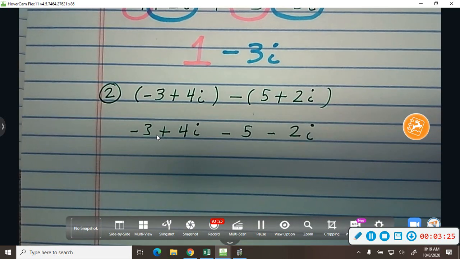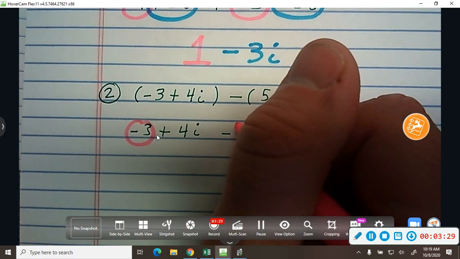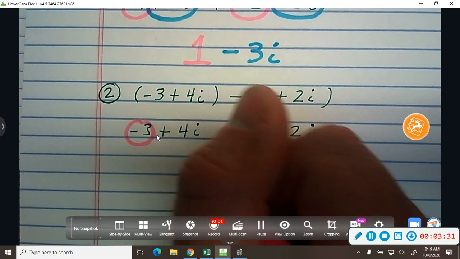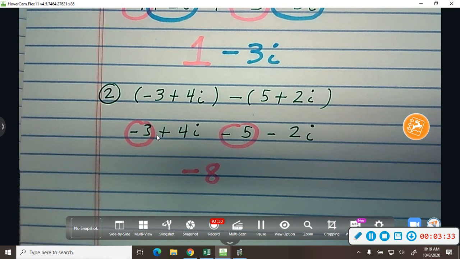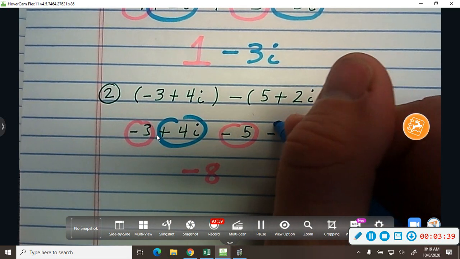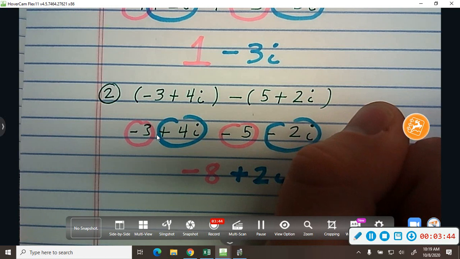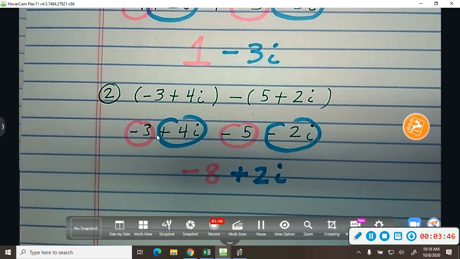go collect your real part first, negative 3 minus 5, negative 8, and then 4i minus 2i is positive 2i. So I just got the answer here. Now I'm going to go and verify that in my calculator.